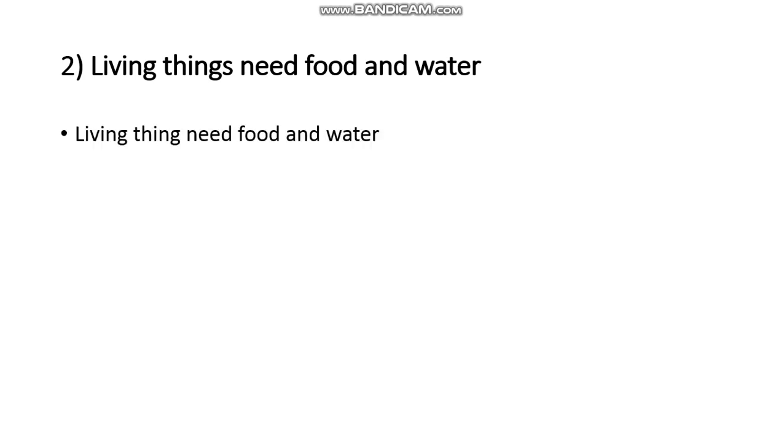Next, we move to the next topic, that is living things need food and water. Living things need food and water. As you know, we require food and water. Why do we require food and water? Because the food gives us energy and helps us to grow.